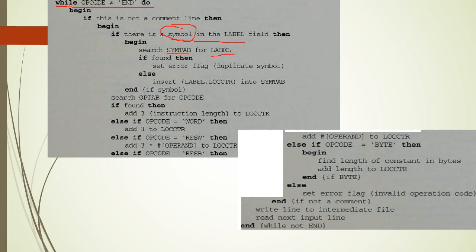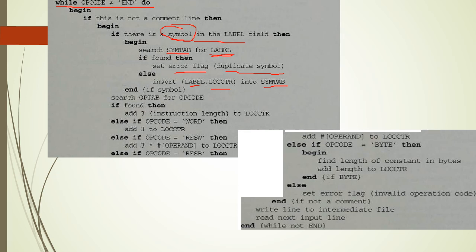If that label is already present in the symbol table, then you have to set the error flag indicating duplicate symbol. As I already mentioned, in pass one of the algorithm you are going to generate a symbol table. So if the symbol present in the label field is already present in the symbol table, then set the error flag. Otherwise, insert that particular label along with its location counter value into the symbol table. Then once the label field of that instruction is over, go to the next field. What's the next field?